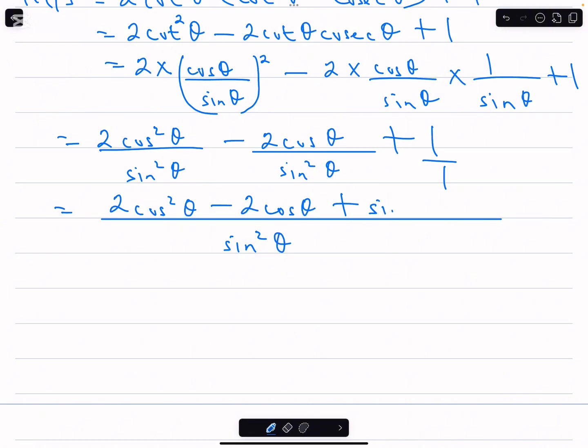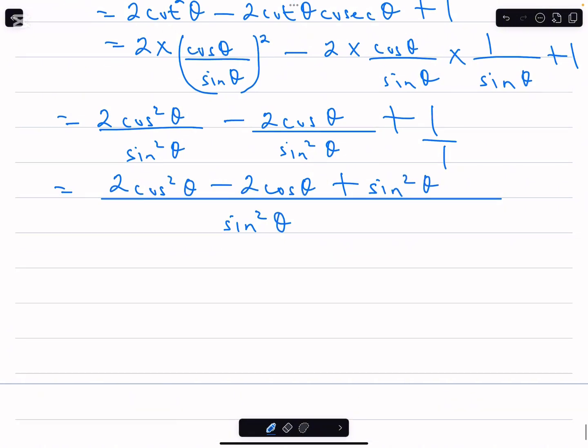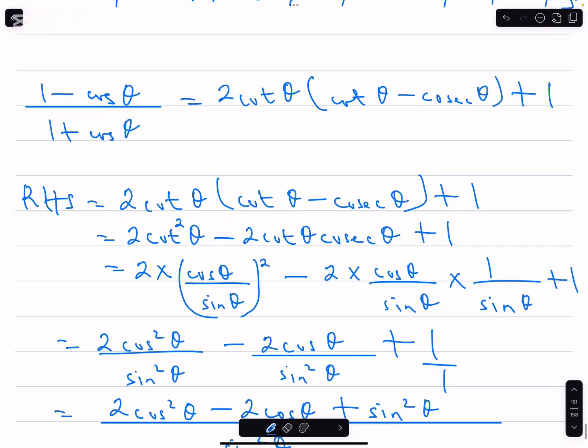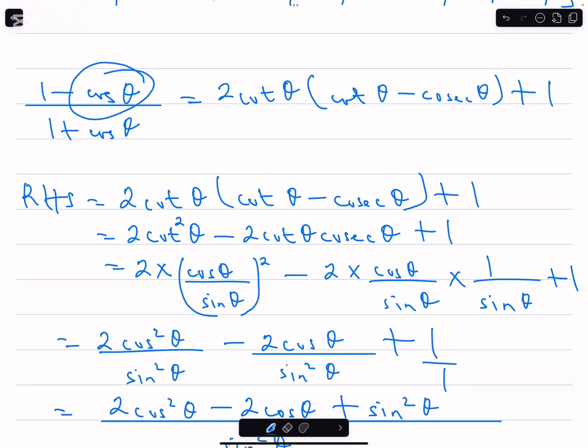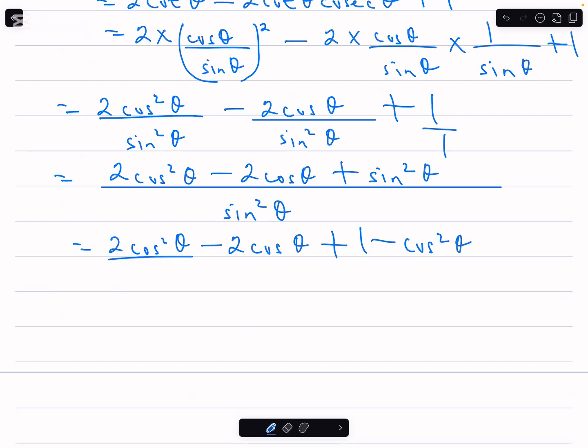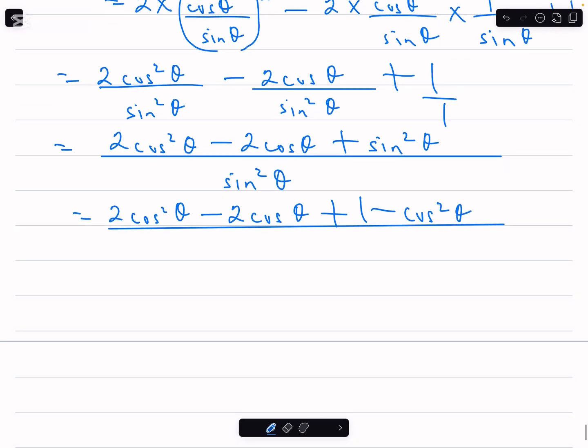So we have sine square theta here, and that simply means 2 cos square theta. I can see that the numerator of the left hand side doesn't have sine in it, it has cos. So that's why I'm going to change this sine square theta to 1 minus cos square theta. So this will be 2 cos square theta minus 2 cos theta plus 1 minus, I'm changing this sine square theta to 1 minus cos square theta, all over sine square theta.